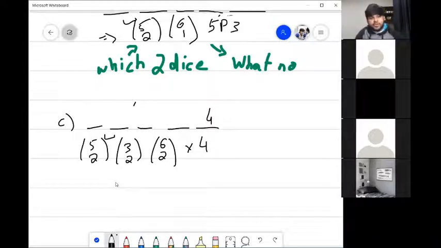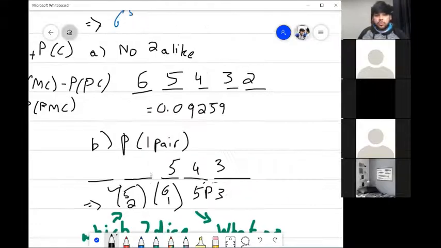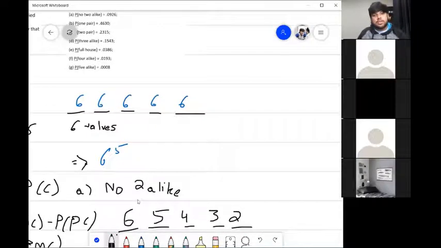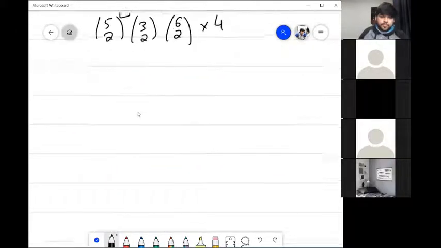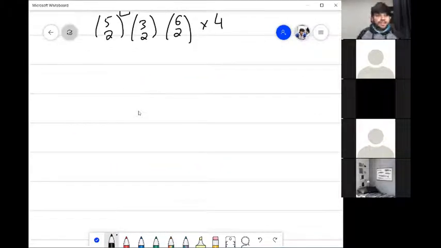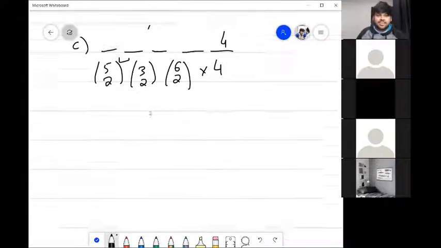I'll just confirm whether this is the right one or not. 5c2 into 3c2 into 6c2 into 4. That's 1800. 1800 divided by 6 to the power 5 gives me 0.2314. Yes, okay, that's right. Great. I hope I'm making sense right now.